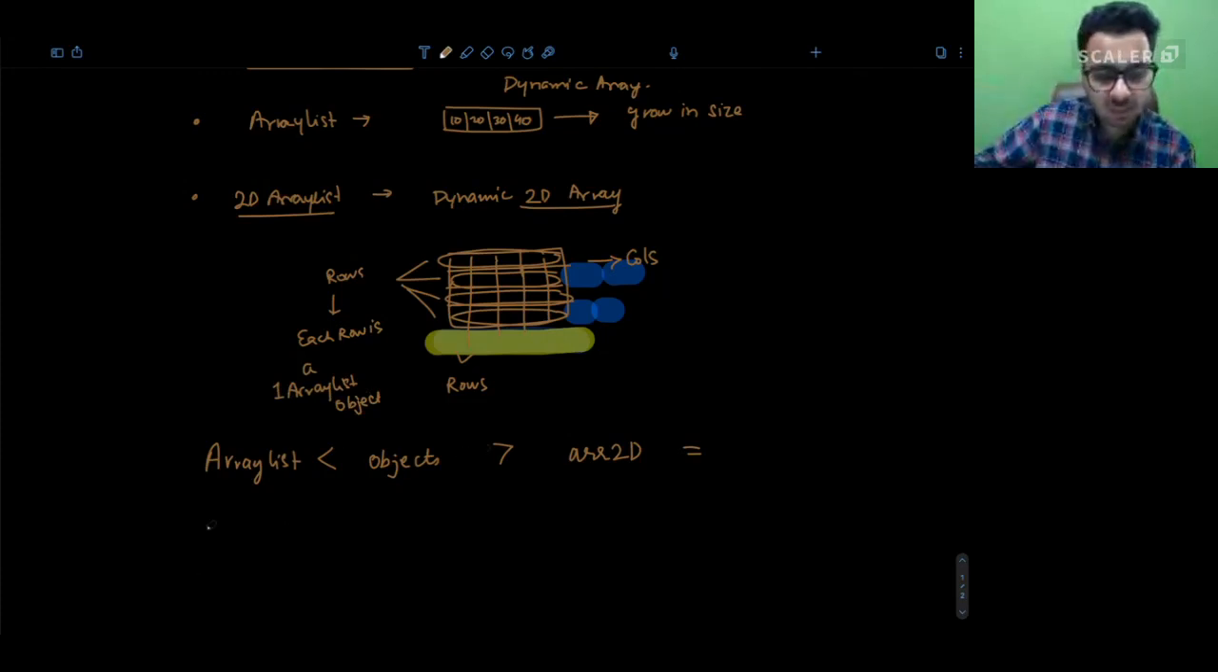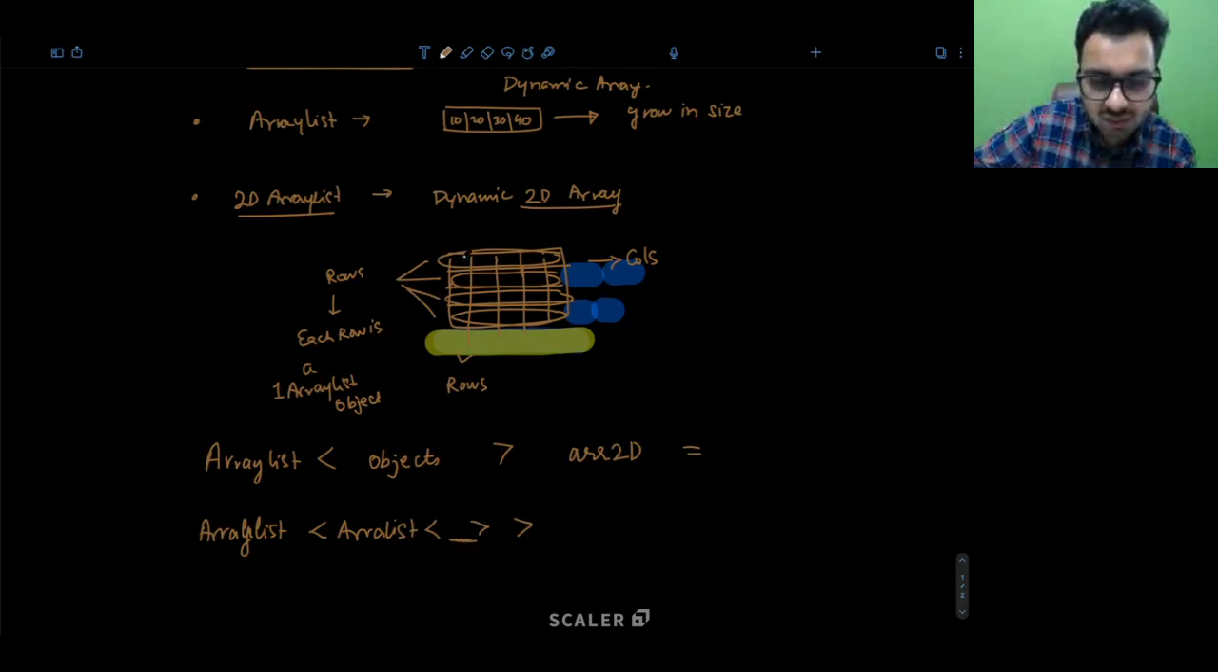It would be of the type that, okay, I have an array list which is made up of another array list, and that array list is made up of what kind of data? What kind of data are we holding in this array list? Right now, let's say they're numbers, so it would be of the type integer. Absolutely correct.